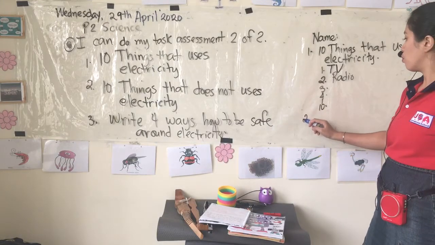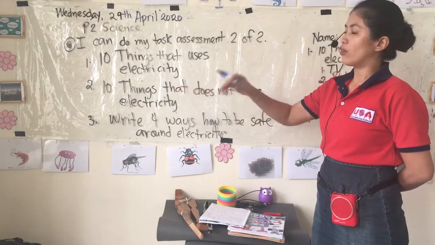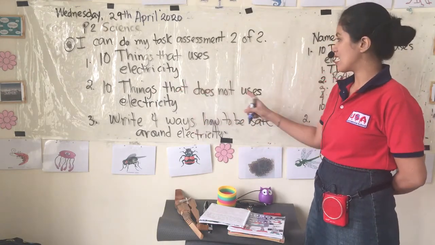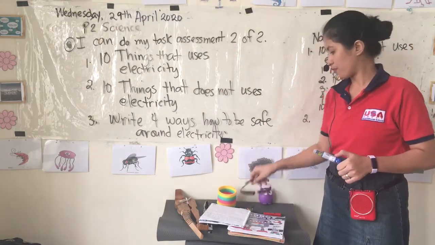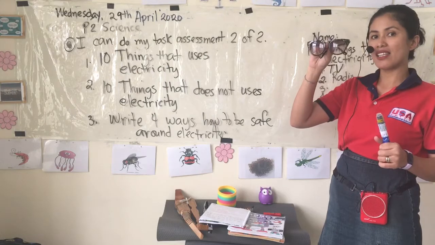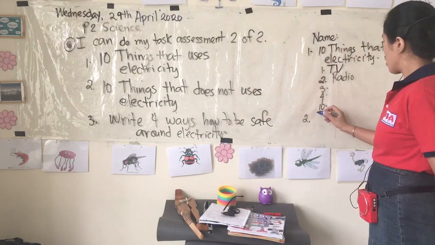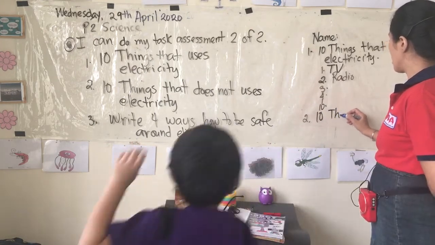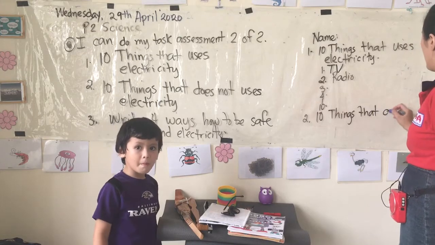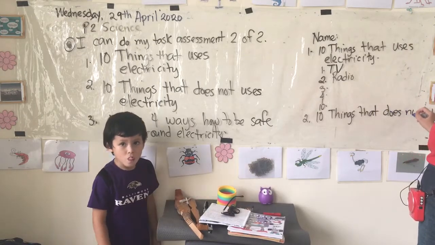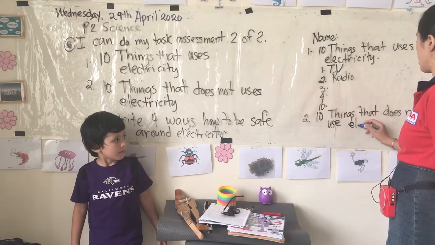Number 2, you're going to answer number 2. Write down things that do not use electricity. Just like this one, sunglasses. Do sunglasses need electricity? No. So for number 2, 10 things that do not use electricity.